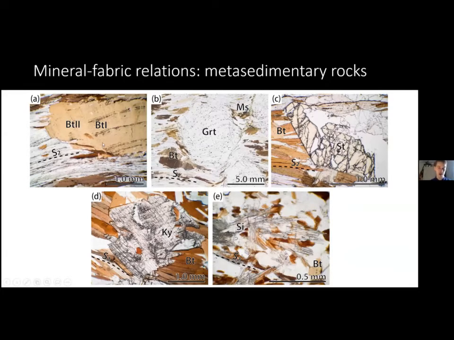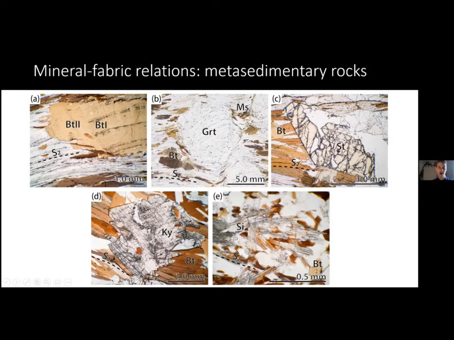So we've got examples here from some metasedimentary rocks from low grade to high grade. And I hope what you can notice here is that at all metamorphic grades, we see examples of the peak mineralogy growing syn to post tectonically with respect to this S2 fabric. So I think this is nicely shown here by the staurolite and the kyanite porphyroblast. You can see there's no real warping of this biotite mica, which is defining our S2 fabric.